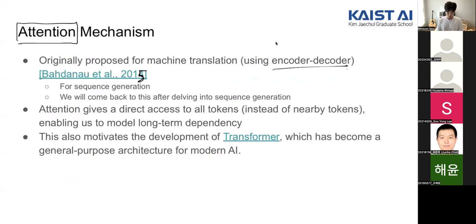So it's important to know that this is direct access. In fact, apparently this motivates the development of Transformer. Its paper's title was Attention is All You Need, so I think it's quite apparent that it's using attention. And then it has become a general purpose architecture for modern AI. So it's really important to understand the attention mechanism. But for now, I think it's sufficient with just this information. Let's come back to this later.